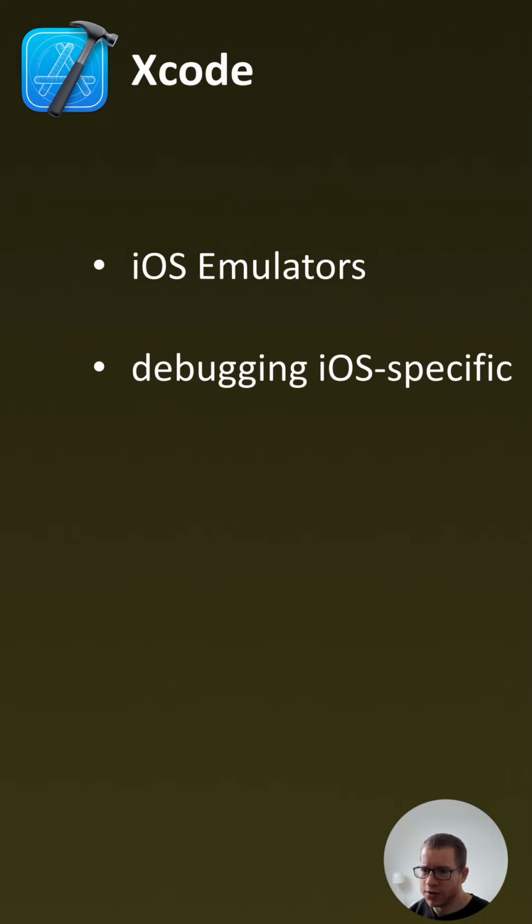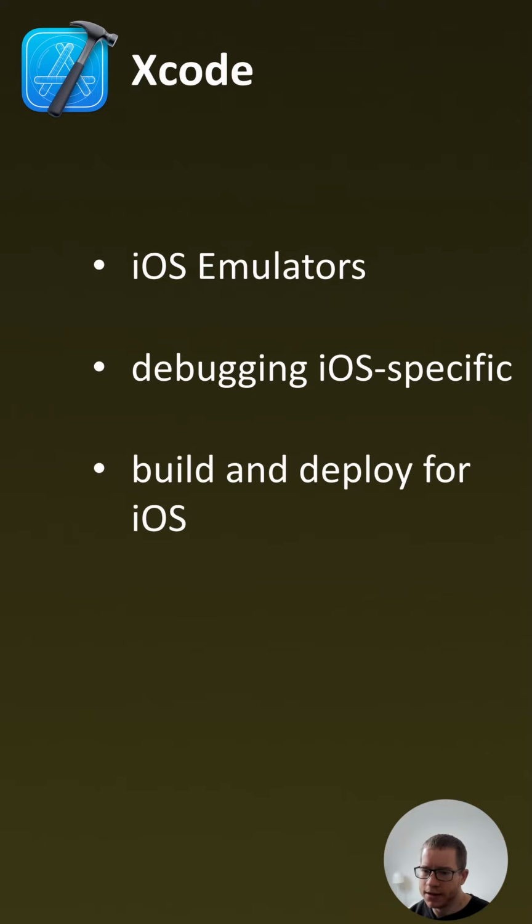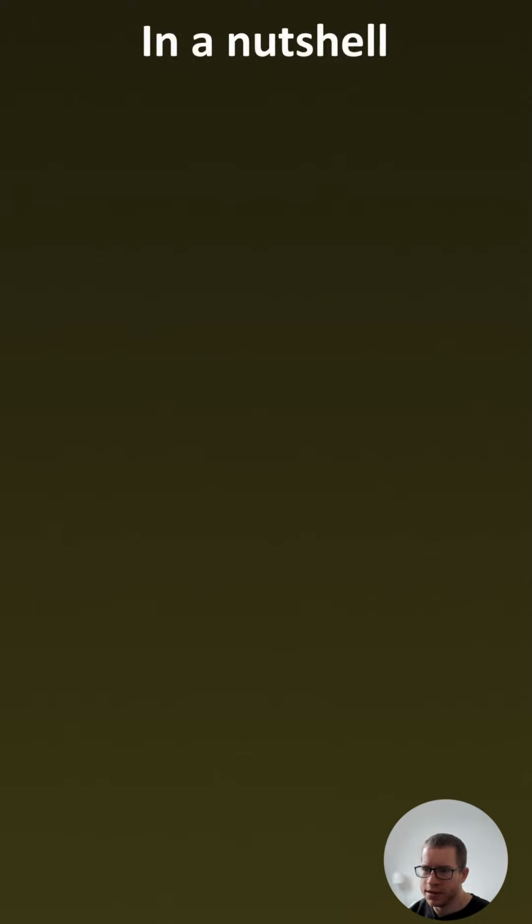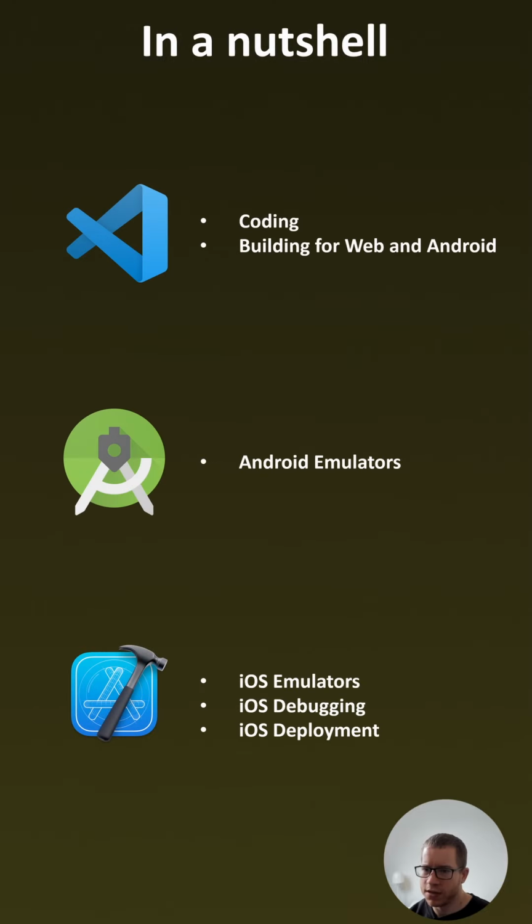Apple is restricting you there to use Xcode, and I also need Xcode to build and deploy my apps for the App Store. In a nutshell, I try to do most of the stuff with Visual Studio Code. There are a lot of add-ons, and I can do all my backend stuff, my web apps, and nearly all my Android stuff in Visual Studio Code. I need Android Studio for the emulators, and I need Xcode for iOS emulators, for iOS specific tasks, and of course for deploying it to the App Store.